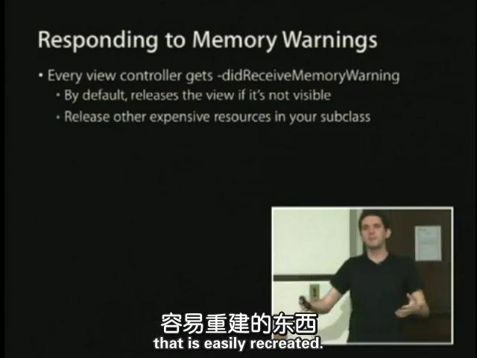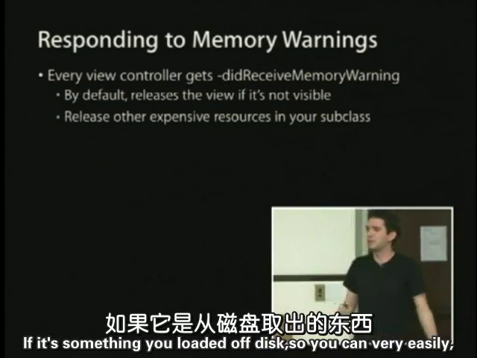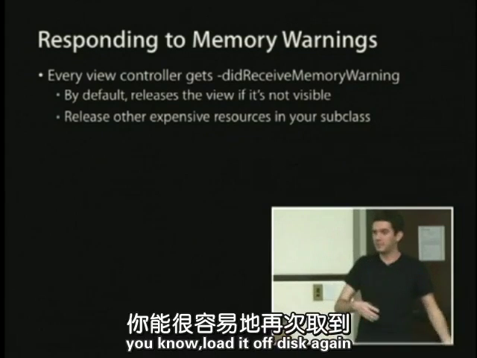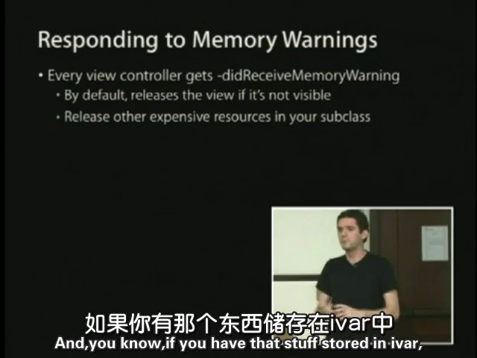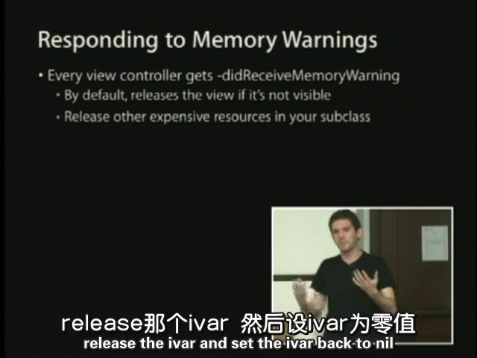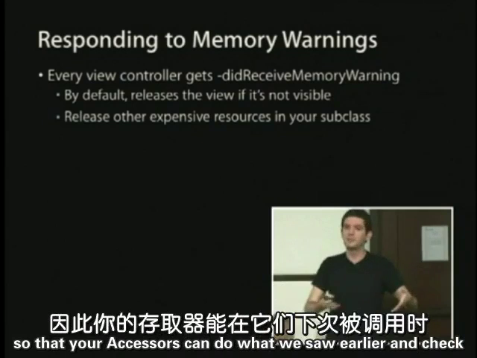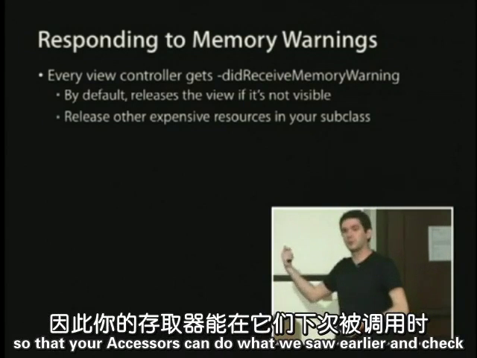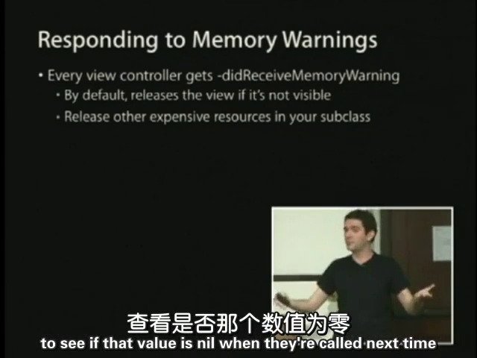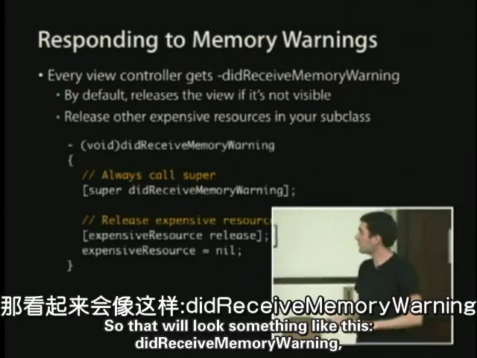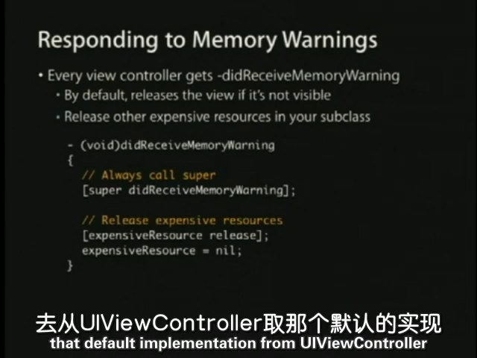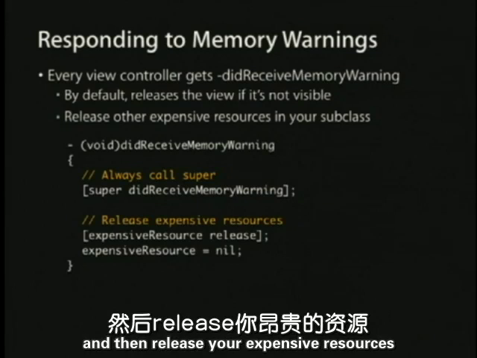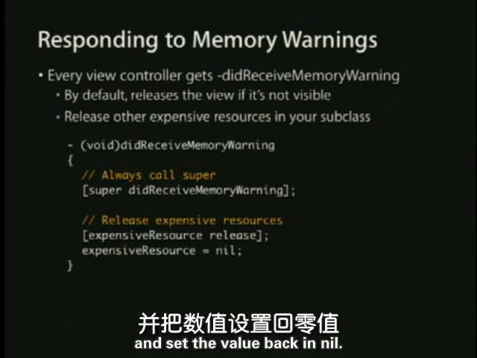Basically, you want to get rid of stuff that is easily recreated. If it's something you loaded off disk, so you can very easily load it off disk again if you need it later, just release it. And if you have that stuff stored in an ivar, release the ivar and set the ivar back to nil so that your accessors can do what we saw earlier and check to see if that value is nil when they're called next time and reload the resource. So that'll look something like this. didReceiveMemoryWarning: first thing you want to do, call [super didReceiveMemoryWarning] to get that default implementation from UIViewController, and then release your expensive resources and set the value back to nil.